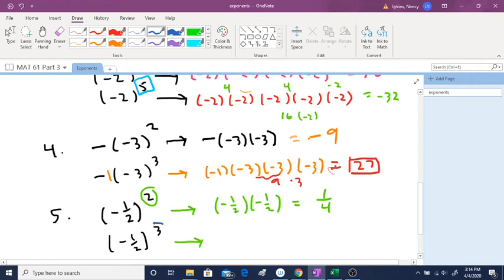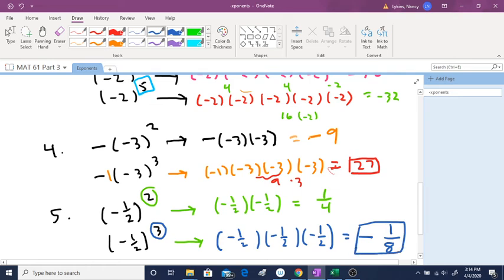Now let's take a look at the one with the 3 as your exponent. So I'm going to predict your answer is negative. So I'm going to say -1/2 times -1/2 times -1/2. And what happens is I've got 3 negative signs, so I know my answer is negative. So that means I'm going to multiply the top numbers, 1 times 1 times 1, which is 1. And then 2 times 2 times 2, which is 8. So this is my answer, negative 1/8.